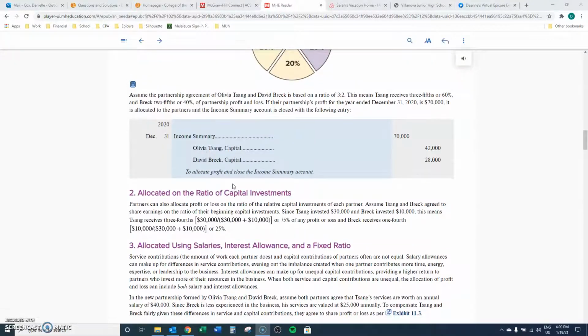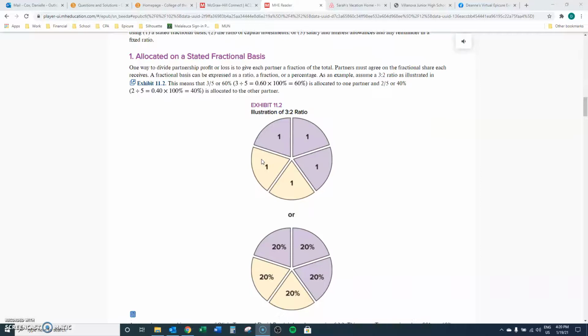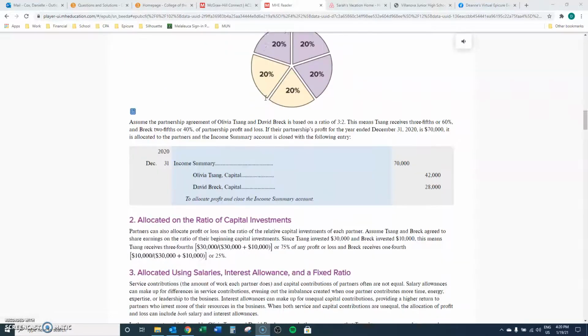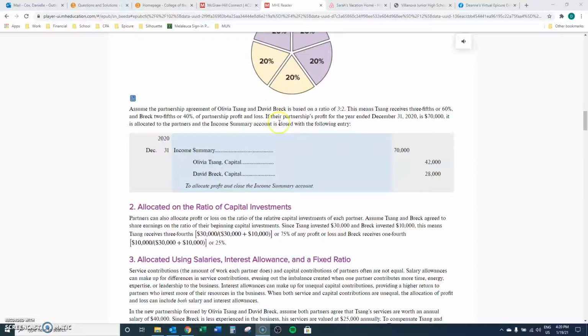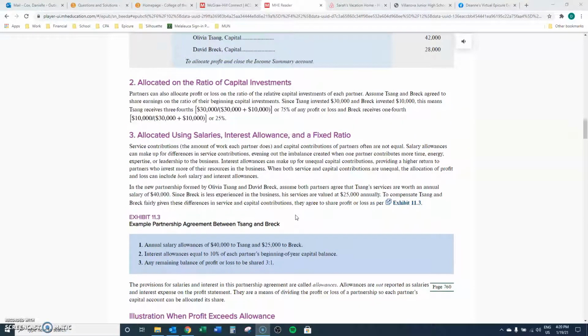So this is based on capital investment, whereas this one is based on just they set the percentage. So they say 60% and 40%, for example. They just randomly select the amount. Here it's based on how much they've invested. The third way is allocated using salaries, interest allowance, and a fixed ratio.